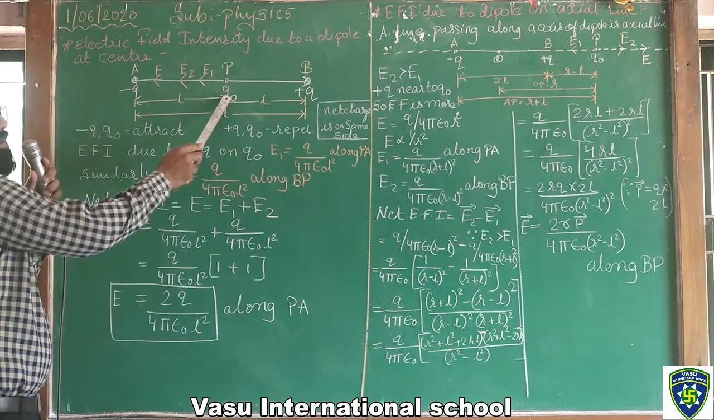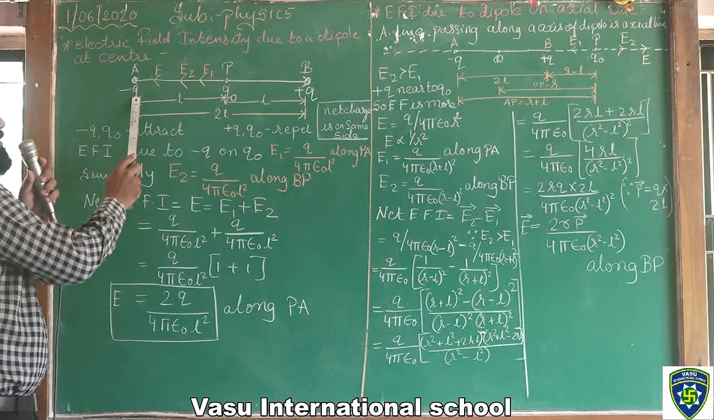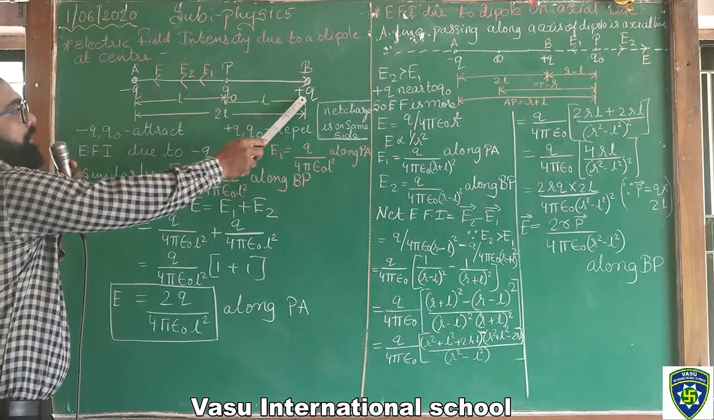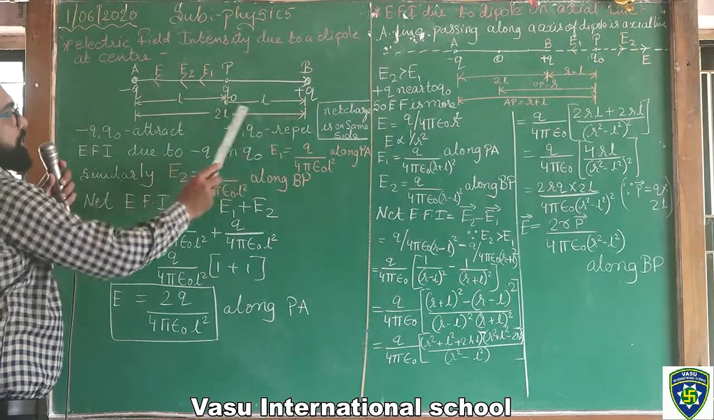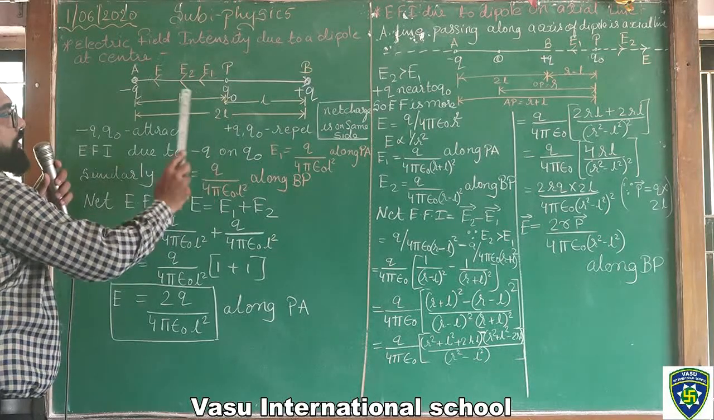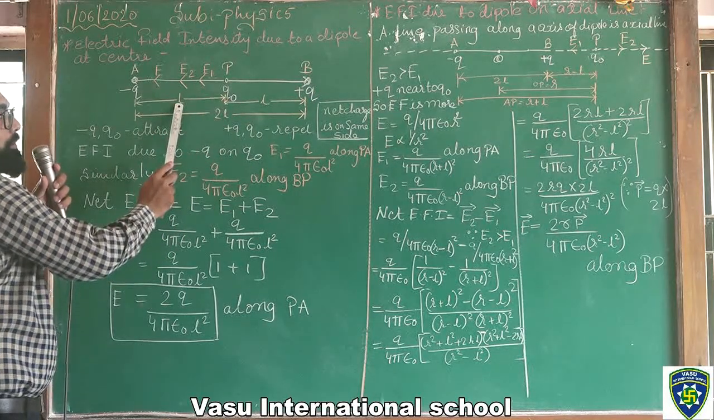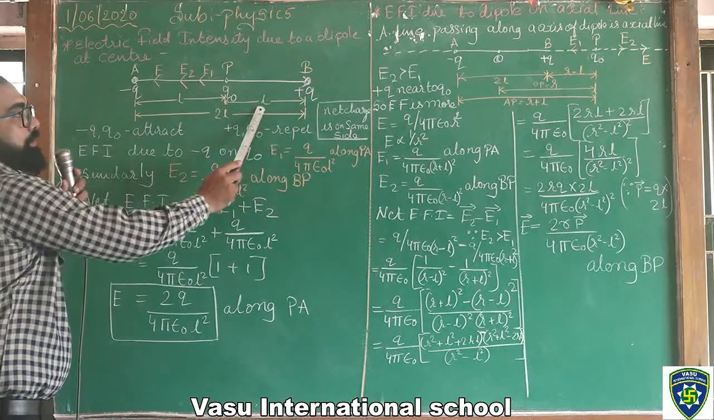That is a test charge having Q0, and A is minus Q charge and B is plus Q charge. The distance between them is R, that is total equal to 2L. So from minus Q to Q0 it will be L, and Q0 to plus Q it will be L.